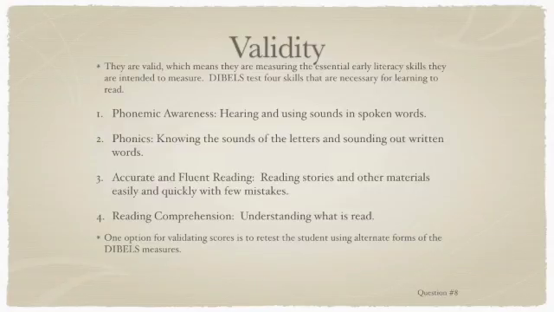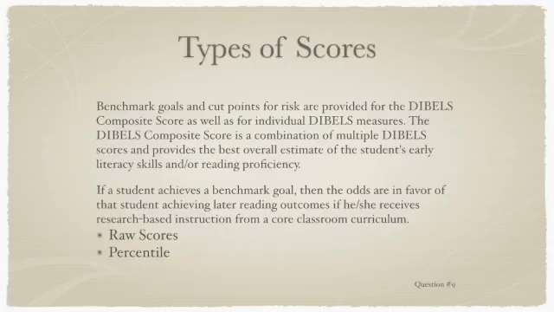Validity. For a test to be valid, it means that the test is measuring the essential early literacy skills it is intended to measure. So DIBELS tests 4 skills that are necessary for learners to read: phonemic awareness, phonics, accuracy and fluency in reading, and reading comprehension. One option for fidelity scoring is to retest the students using alternative forms of the DIBELS measures.